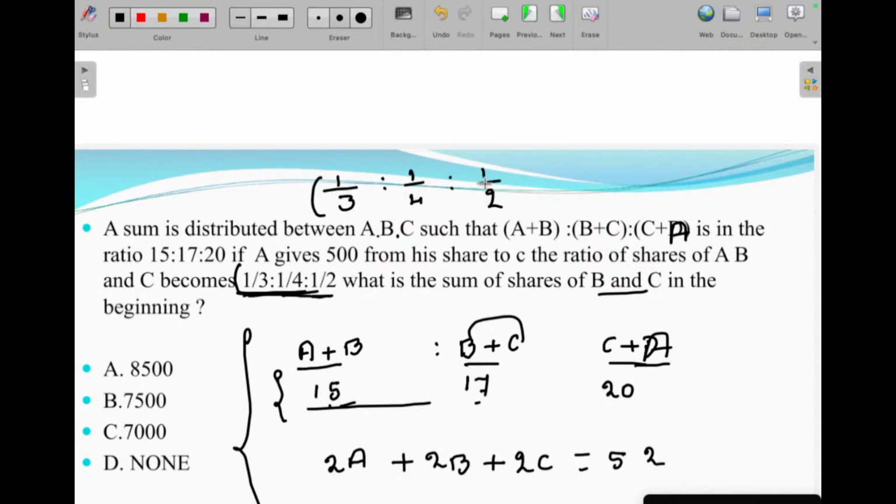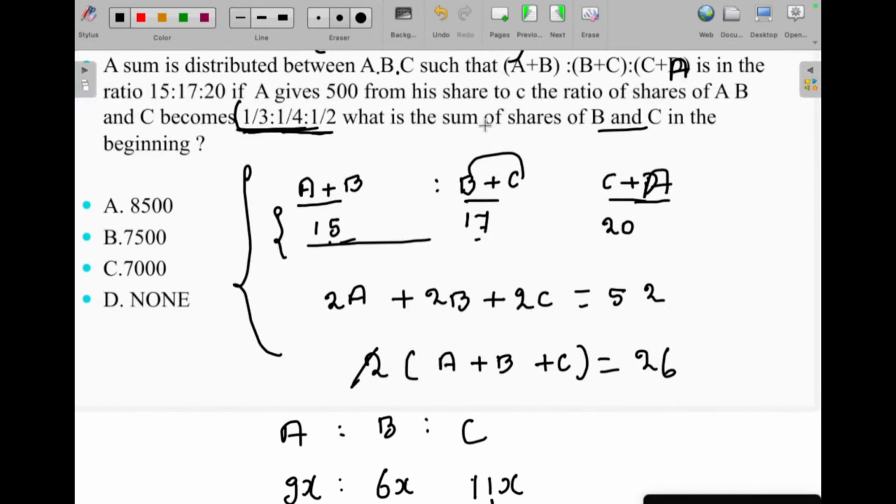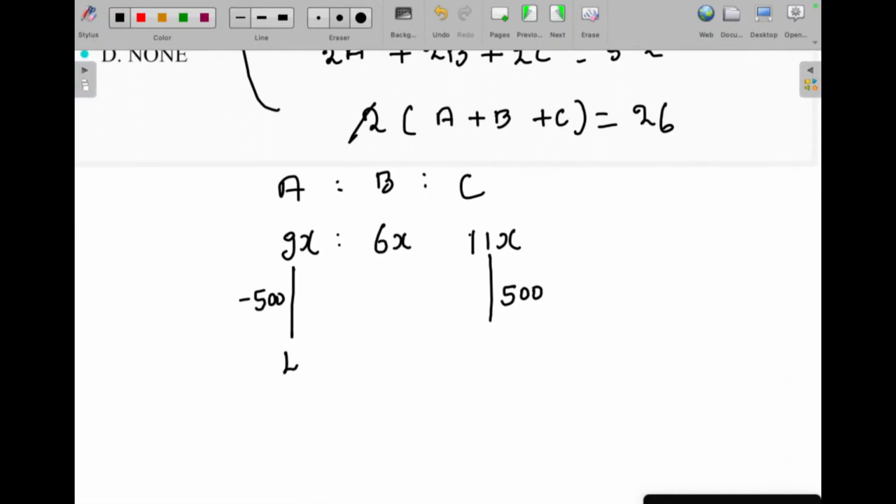But I always want the ratio in integer format. If I need integer format, I need to convert this. So the LCM of 3, 4, 2 will be 12. Then 3 fours are 12, 4 threes are 12, 2 sixes are 12. Then the ratio becomes 4 is to 3 is to 6.